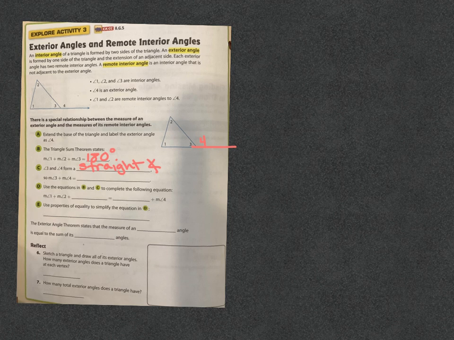And so when we know things make a straight line, we know that their sum, when you add them together, will be 180 degrees. So measure of angle 3 plus measure of angle 4 will equal 180 degrees.